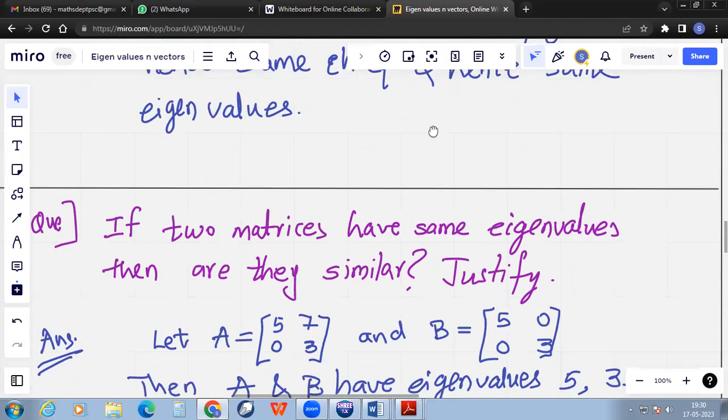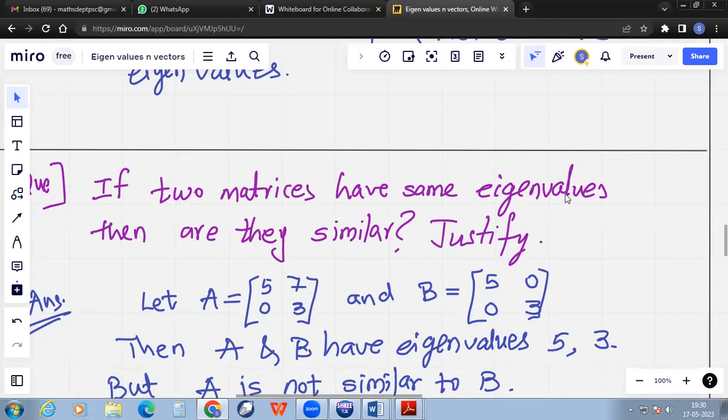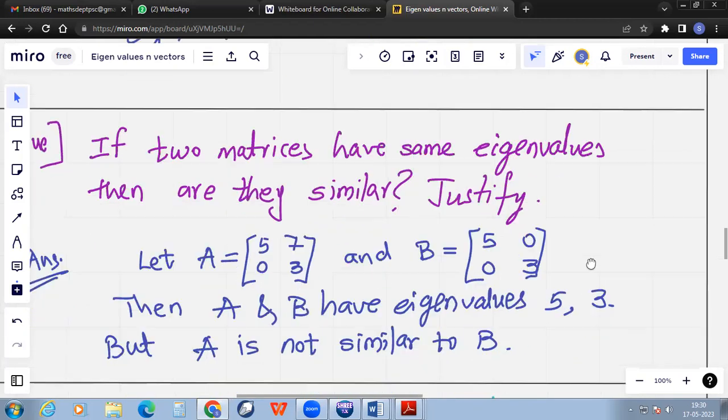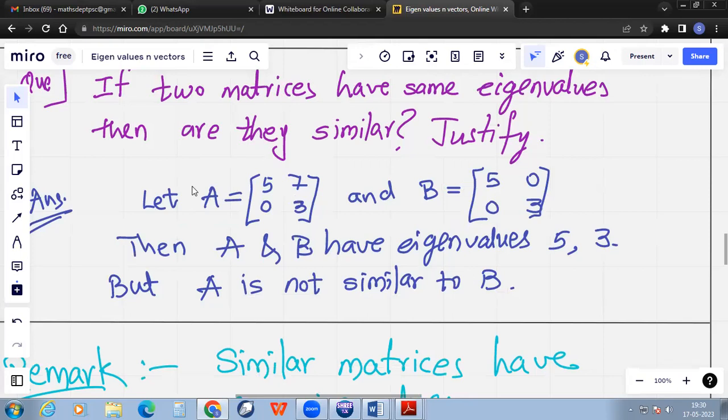Now the question arises, if two matrices have same eigenvalues, do you mean that they are similar? So this is not the case. So you can see these two matrices we have written. We know if a matrix is triangular matrix, the entries along the principal diagonal are the eigenvalues. At the same time, if the matrix is a diagonal matrix, still the diagonal entries are the eigenvalues. So you are watching matrix A, I have written 5703. Matrix B written as 5003. Both are having same eigenvalues 5 and 3.